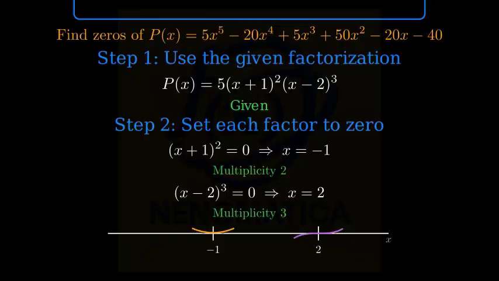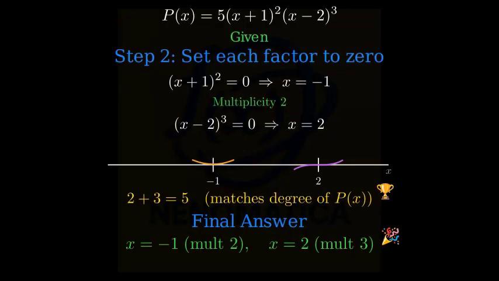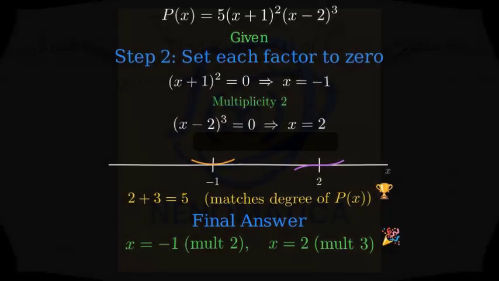A double root typically touches the axis and bounces. A triple root crosses the axis with a flattened, S-shaped crossing. Finally, check that multiplicities add up to the degree 5. 2 plus 3 equals 5. That matches the degree of the polynomial. Everything is consistent. Final answer. The zeros are x equals negative 1 with multiplicity 2 and x equals 2 with multiplicity 3.